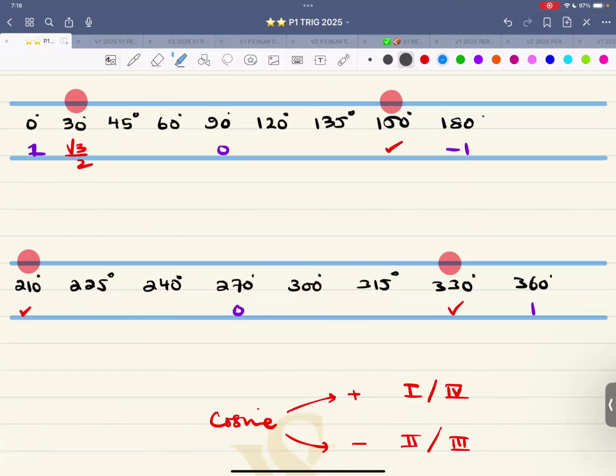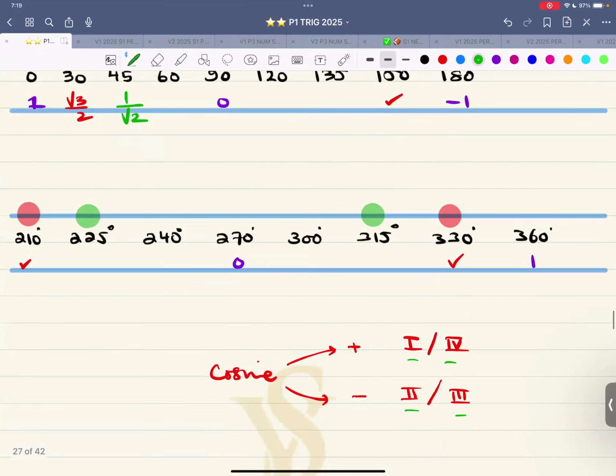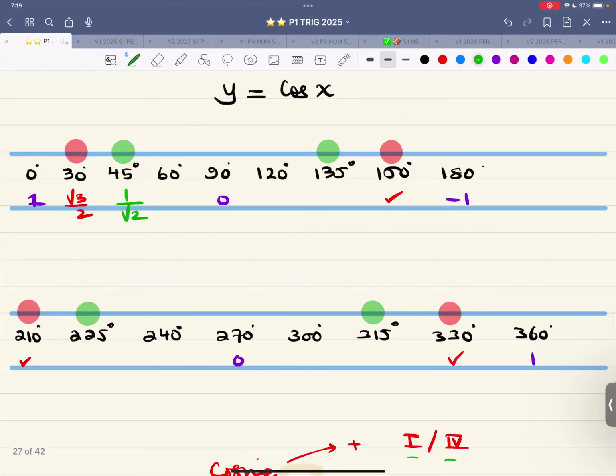Similarly, 45 is associated with 135, with 225, and with 315. This particular value is 1 over root 2. And then, of course, take care of all the signs. Similarly, what is 60 degrees associated with? Cos of 60 is half, and 60 is associated with 120, 240, and 300. So that is how you fill it up.